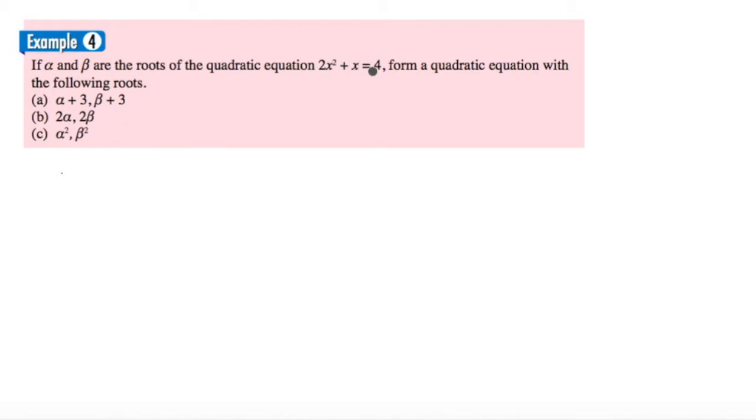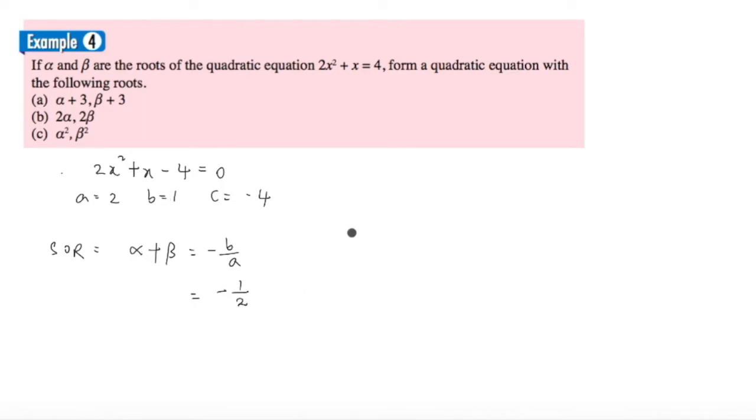Before that, we take this first: 2x squared plus x minus 4 equals 0. From here, a equals 2, b equals 1, c equals negative 4. Now the sum of roots, the original roots, is alpha plus beta. The sum of roots equals negative b over a from here. So negative b over a. This is information given.